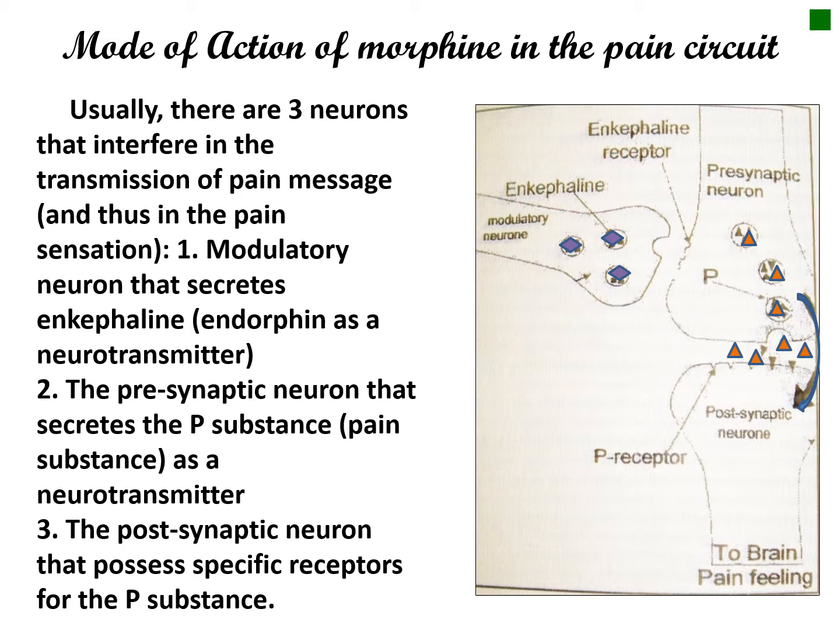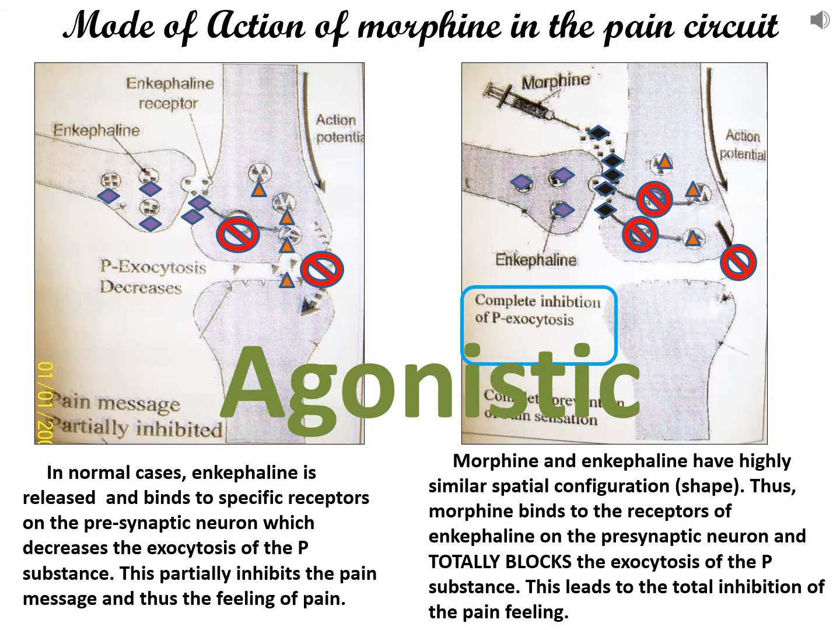Mode of action of morphine on the pain circuit. Usually there are three neurons that interfere in the pain message. The modulatory neuron secretes enkephalin, endorphin as a neurotransmitter. The presynaptic neuron secretes the P substance as a neurotransmitter, and the postsynaptic neuron possesses the receptor specific for the P substance, which is responsible for the pain.